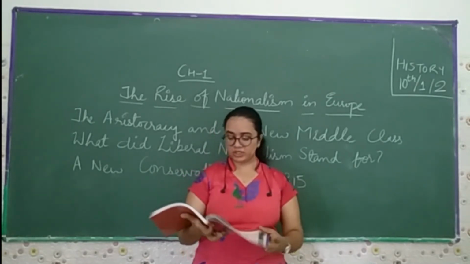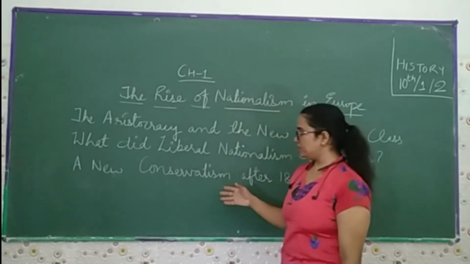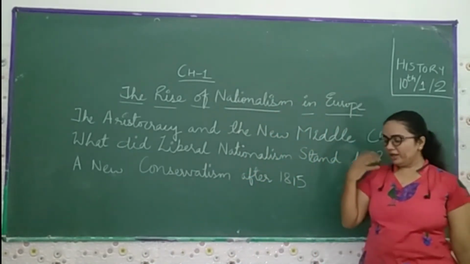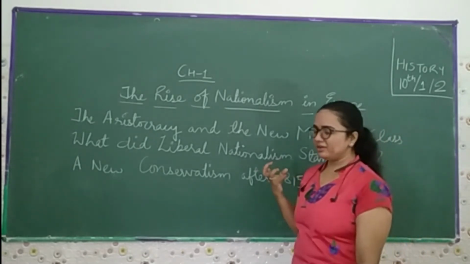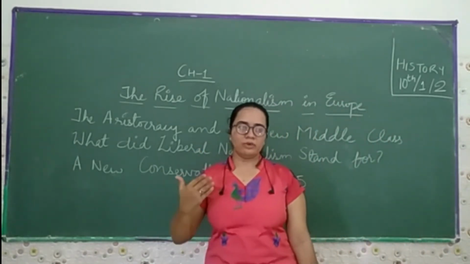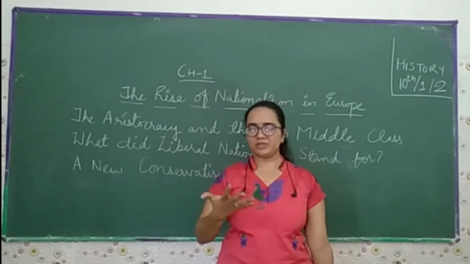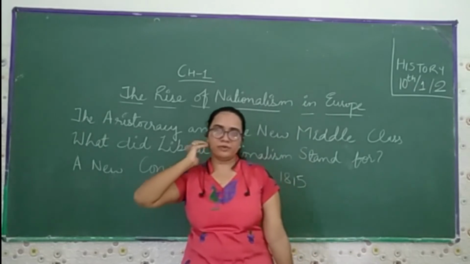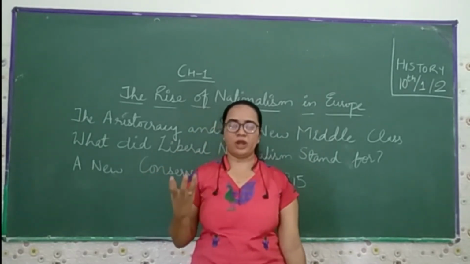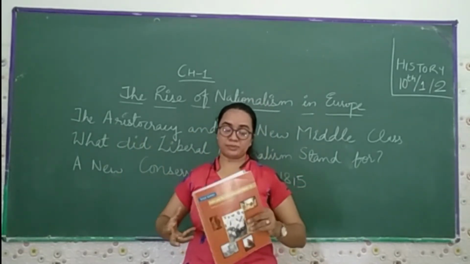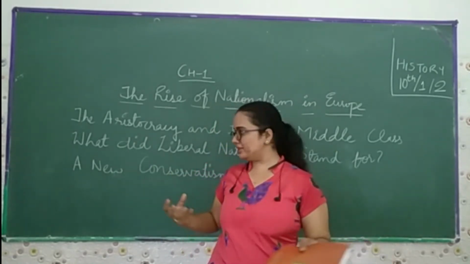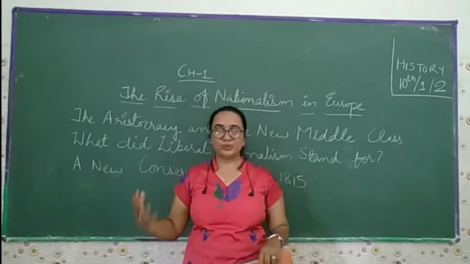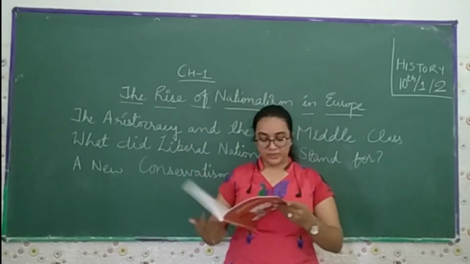Now I come to the next topic: the new conservatism after 1815. Conservatism means people having a certain kind of mindset where they follow the old regime, the old traditions and old beliefs, rather than saying that the time is changing and we have to accept new ideas. So in this case they came up with new conservative ideas.